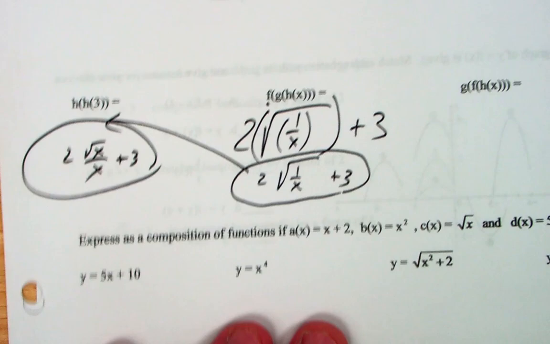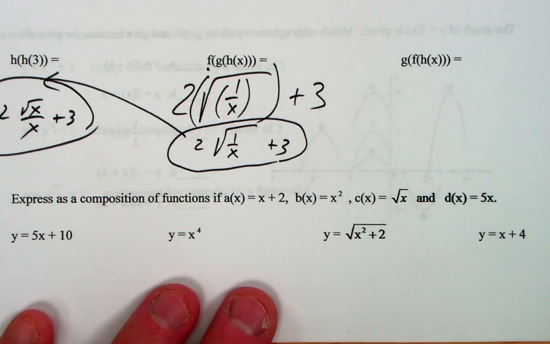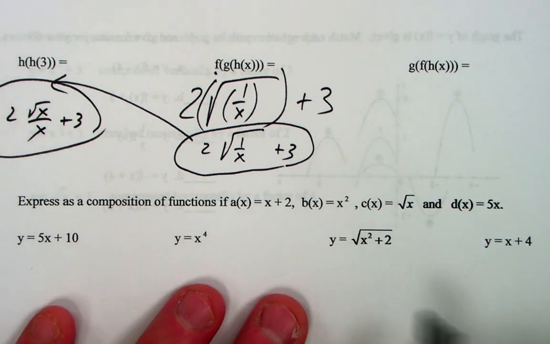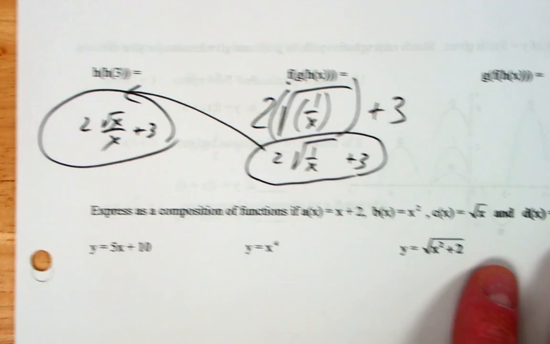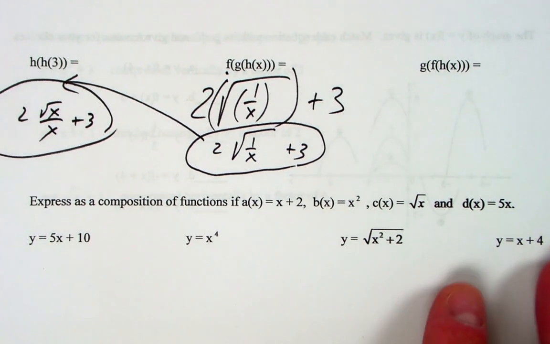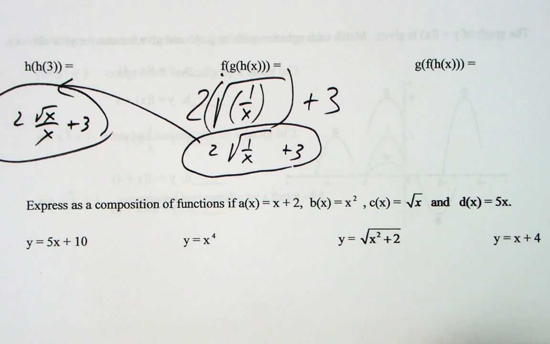Okay. How'd you do on these type of problems? Where like on the bottom we gave you something and then you had to figure out what the composition was. Okay, well, let's just take a look at it. So what we've got is these 4 functions we can work with. A is the add 2 function, B is the square function, C is the square root function, and D is the times 5 function.